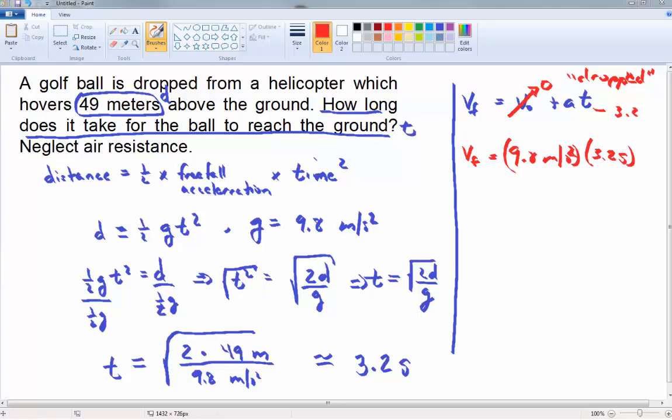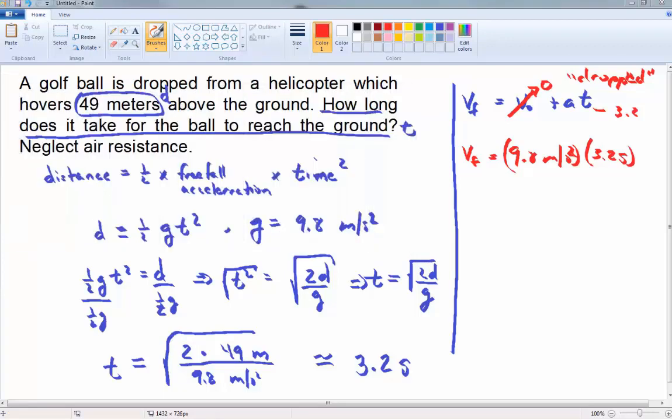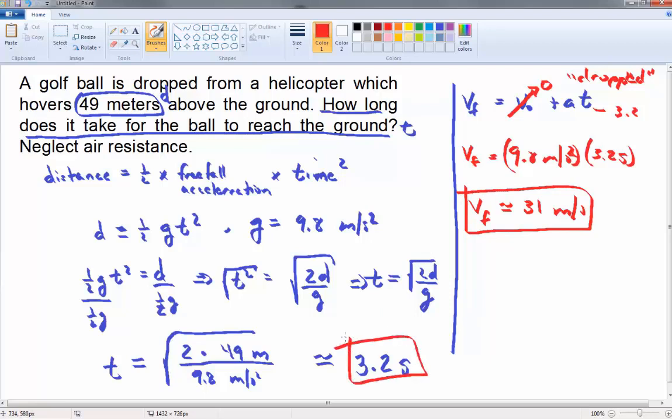Since this is the time from before, we can just multiply this by 9.8. And what you end up getting is 30.99, which rounds off to 31. So that means that the final speed right before hitting the ground is about 31 meters per second. So there's the answer to the first of those pair of examples.